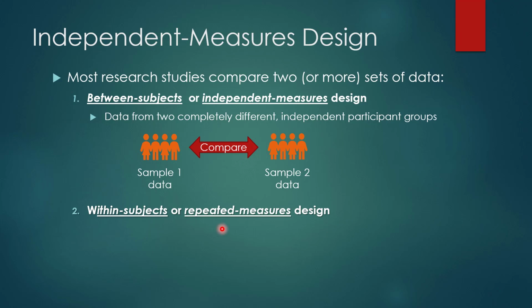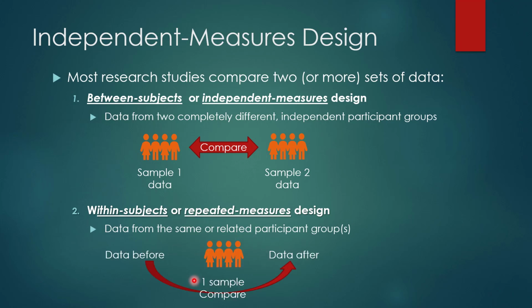A within subjects or repeated measures design, on the other hand, is data from the same or related participant groups. One type of within subjects design is where you have one group of individuals and you collect data before and you collect data after. There are other types where maybe you have one sample and you collect data at time 1, 2, 3. There's a variety of them. But the important thing to remember is that you have one sample and you're comparing data within that one sample somehow, either before and after or over time. You're comparing multiple sample means, they're just for the same group of individuals.